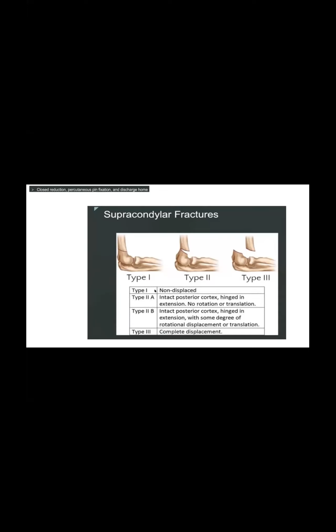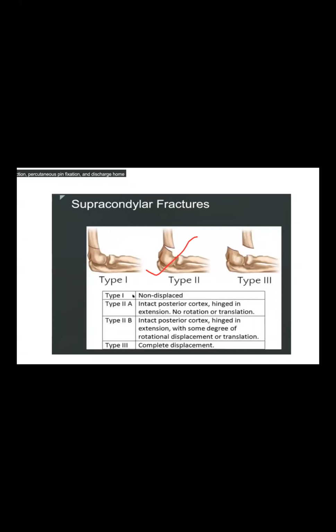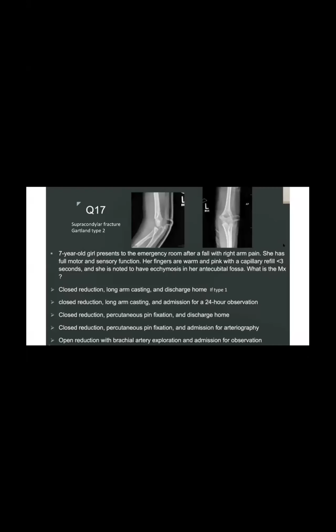This picture will be the displaced one. If there is no rotation, it's type 2A. If there is a rotation, it's type 2B. Type 3 is complete displacement. So see, this is the supracondylar fracture. This is just for discussion, no need to be worried.